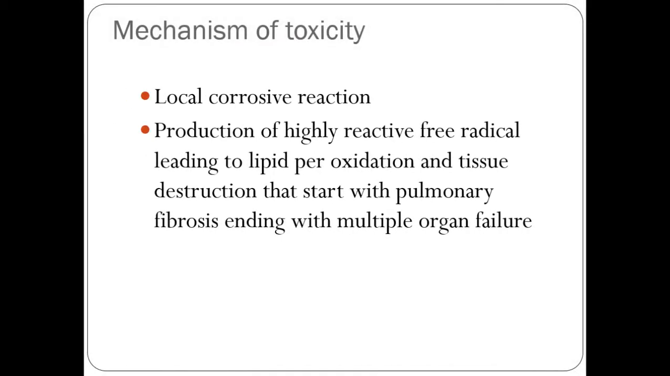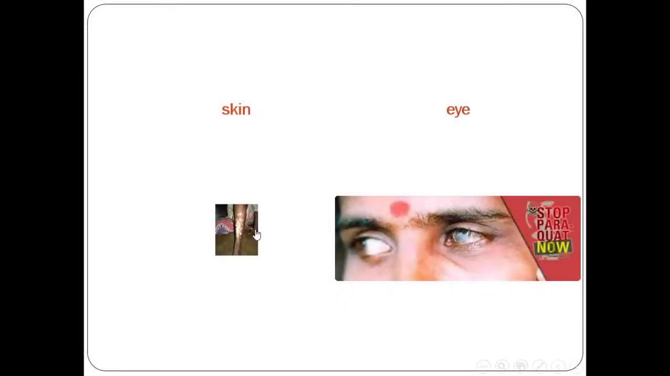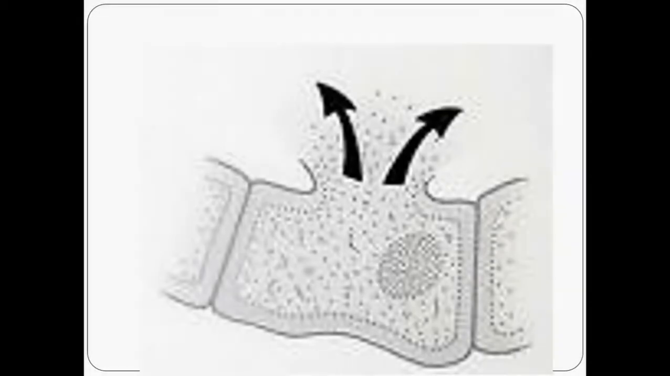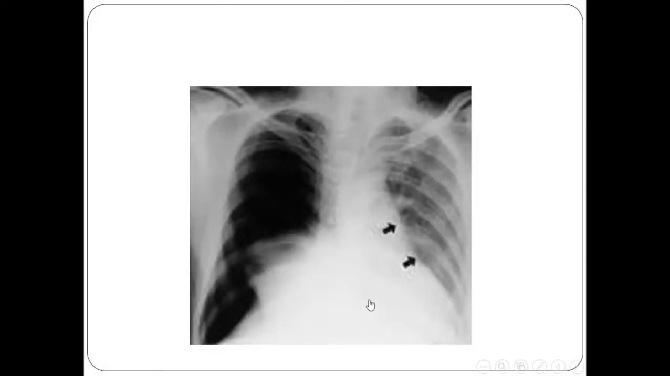It has a local corrosive action and produces highly reactive free radicals, leading to lipid peroxidation and tissue destruction. Tissue destruction starts with pulmonary fibrosis and ends with multiple organ failure. This is the exposure to the skin, leading to corrosion of the skin, and exposure to the eye, as you see here, may lead to blindness because of its corrosive action on the eye. Here is the effect in the alveoli, leading to injury of the alveoli in this form, followed later by fibrosis in that form, leading to pulmonary fibrosis due to free radical exposure.